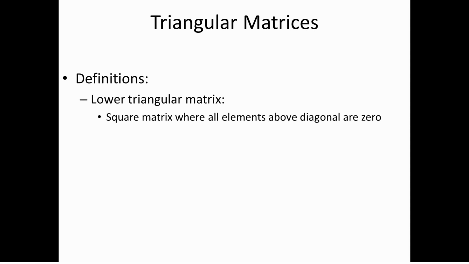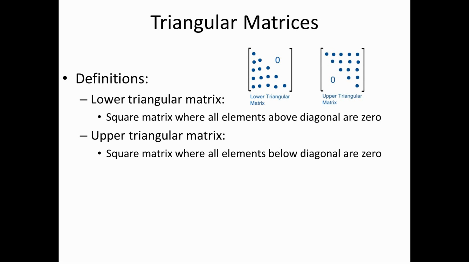Okay, so let's take a look at triangular matrices, because the LU refers to a lower triangular and upper triangular matrix. And so we're going to define a lower triangular matrix as any square matrix where the elements above the diagonal are 0. So it looks something like this. And an upper triangular is a matrix where all of the elements below the diagonal are 0.